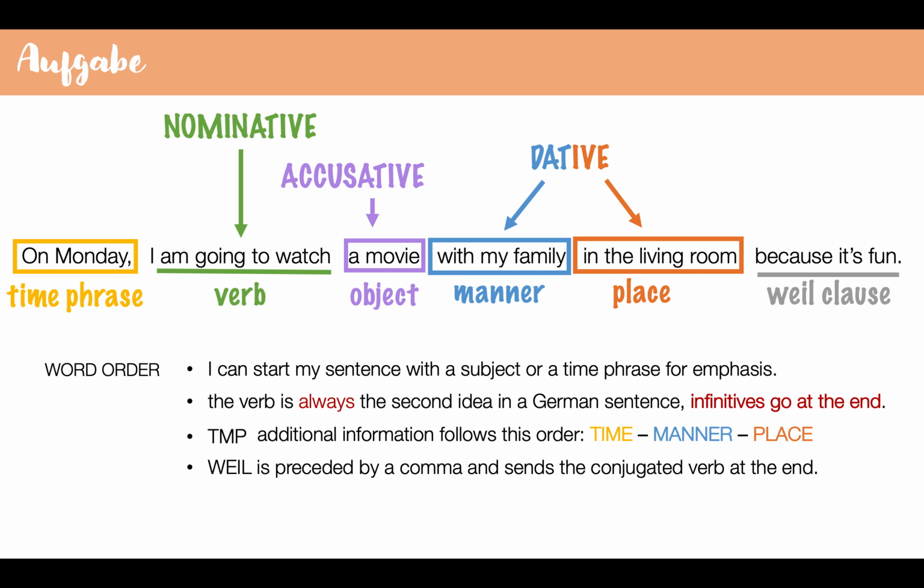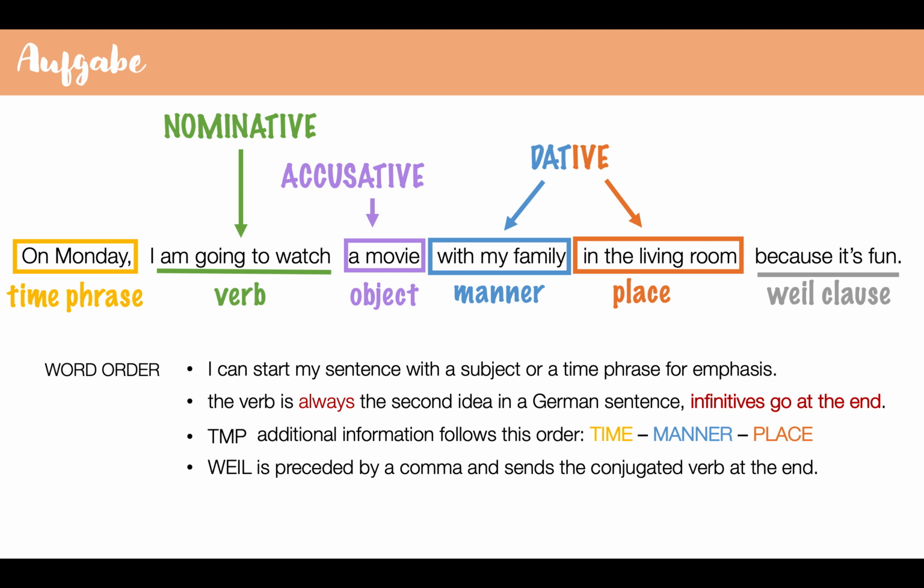The last thing we need to remember is that weil is preceded by a comma. So this is how you separate your clauses. You write your little comma. And it sends the conjugated verb at the end. So in "it is fun", where is my verb? Think about that. It is fun. Where is my verb?